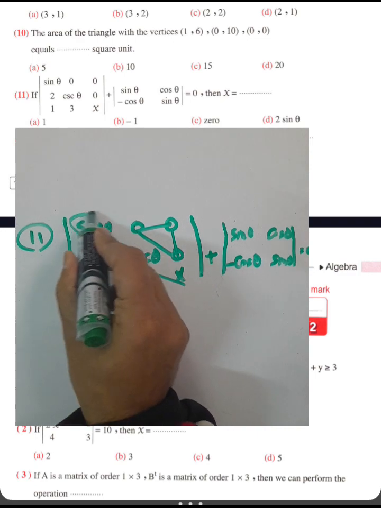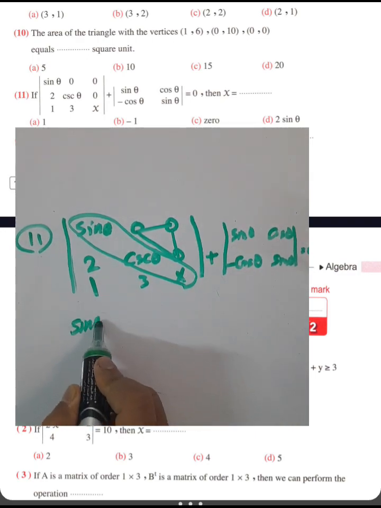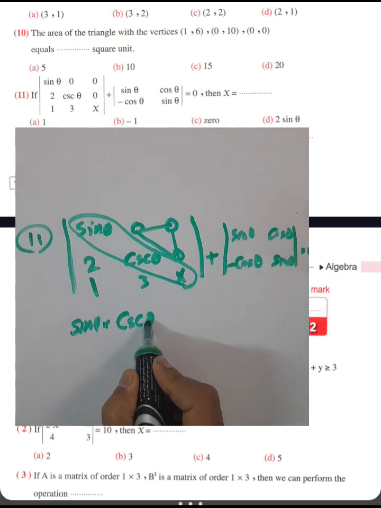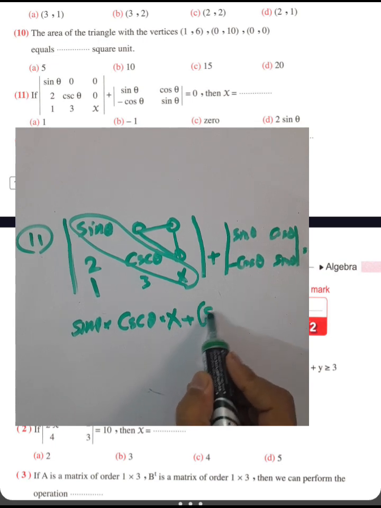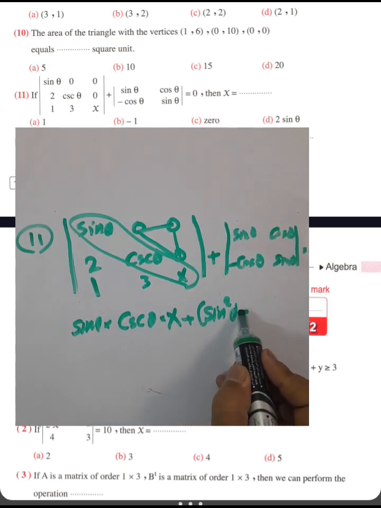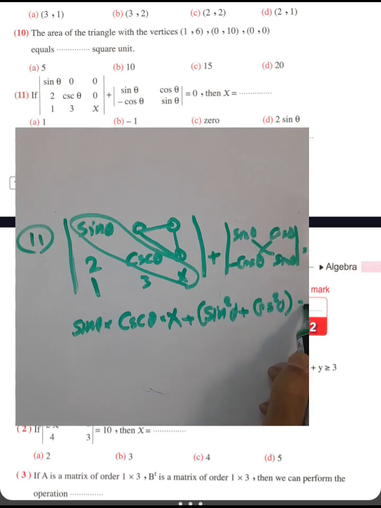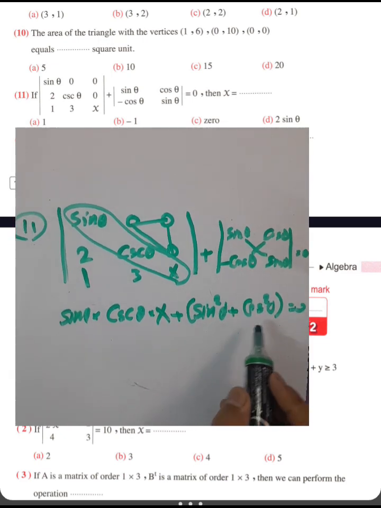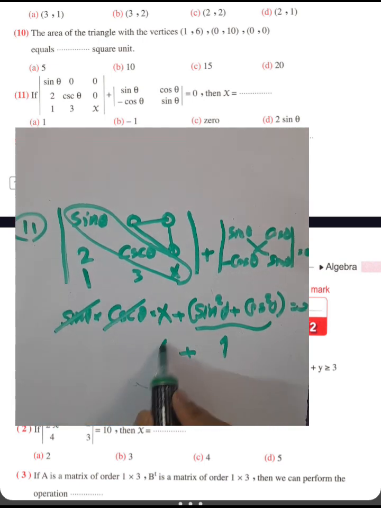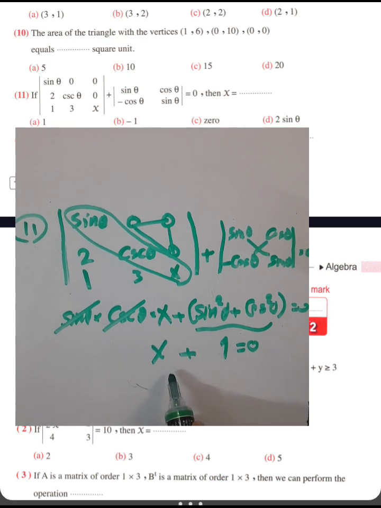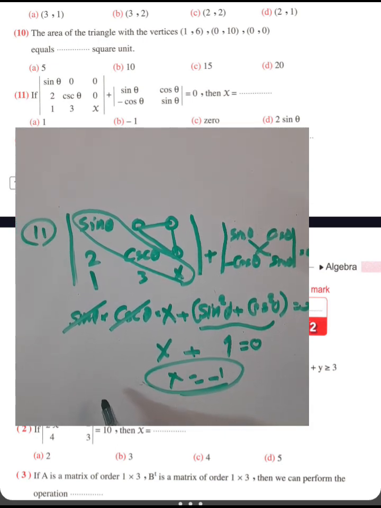Determinant product about this diagonal sine theta product by cosec theta product by x plus here sine theta times sine theta, it will be sine power 2 theta plus cosine theta times cosine theta, cosine power 2 theta, the result will be 0. We know sine power 2 plus cosine power 2 will be 1. And sine times cosec will be 1. 1 times x equal x. Then x plus 1 equals 0. Then the value of x will be negative 1. Choose letter B about question 11.